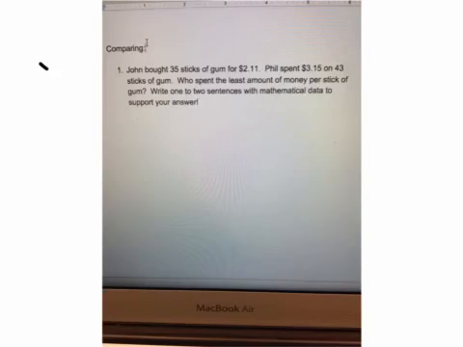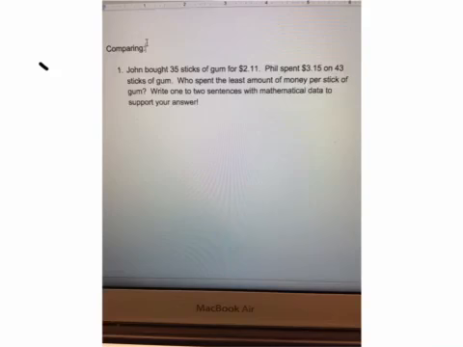John bought 35 sticks of gum for $2.11. Phil spent $3.15 on 43 sticks of gum. Who spent the least amount of money per stick of gum? Write 1 to 2 sentences with mathematical data to support your answer.